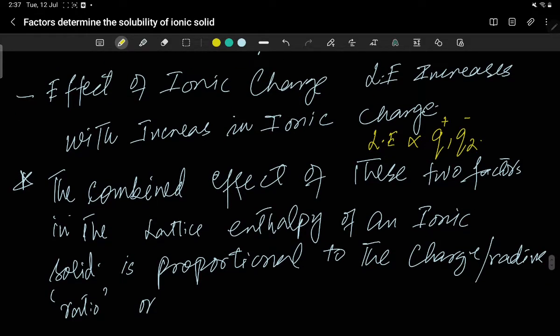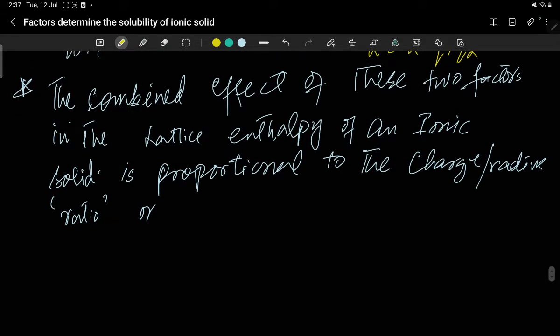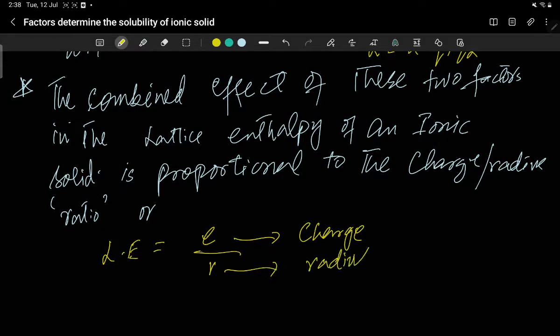The combined effect of these two factors on the lattice enthalpy of the ionic solid is proportional to the charge over radius. Charge over radius. The combined effect of these two factors on the lattice enthalpy of an ionic solid is proportional to the charge over radius. Like lattice energy is proportional to E over R, where E is charge and R is the radius.